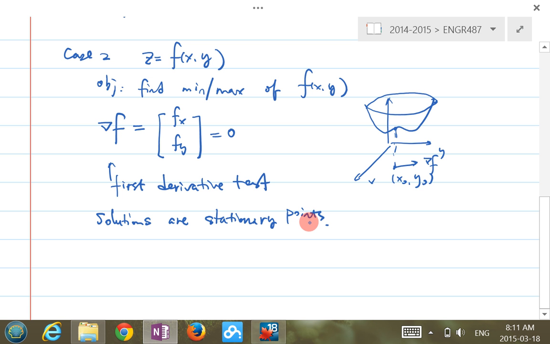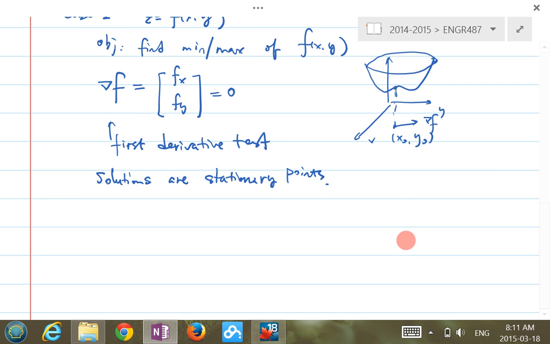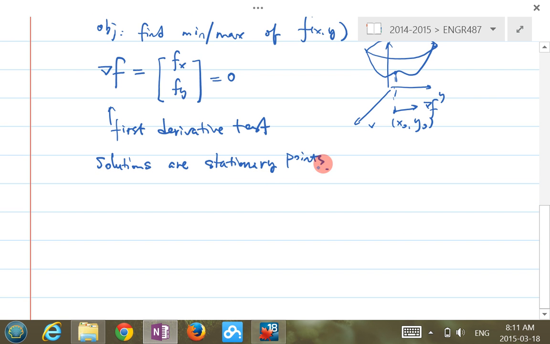There are situations, for example, if you recall, the so-called saddle points. Remember what a saddle point is? Like a horse saddle, right? You go in one direction, it goes down. You go in the other direction, it goes up. So it's hard to say whether it's a local min or local max. But the first derivative test gives us stationary points, which contain the local mins or local maxes.